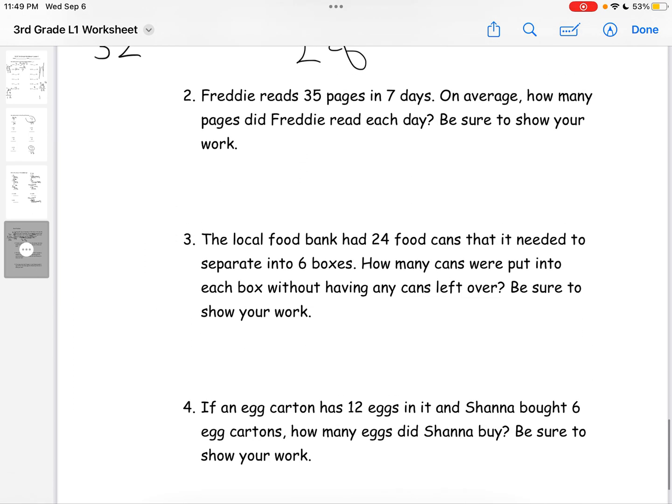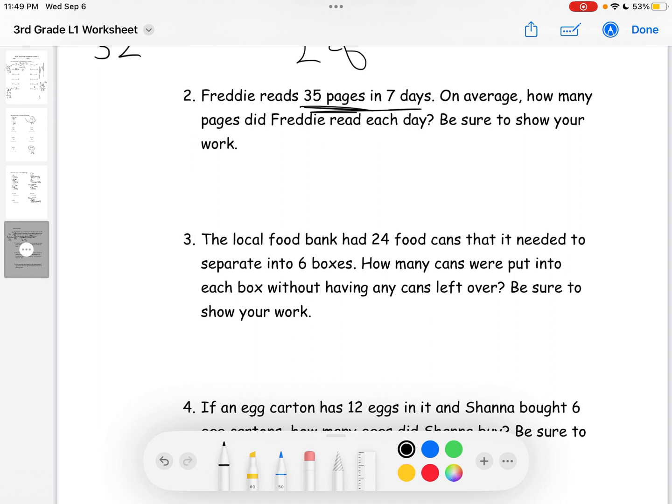We'll go down to number 2 here, and it says Freddie read 35 pages in 7 days. And on average, how many pages did Freddie read in a day? Be sure to show your work. Okay, so for this one, we're going to have to use division. So you want to do 35 divided by 7. In order to do this, you want to put 7 into this number. So if you just count the multiples of 7, it will be 7, 14, 21, 28, and 35. So the answer to this will be 5, which means the average pages Freddie read each day is 5.